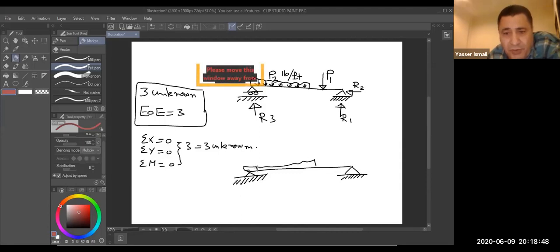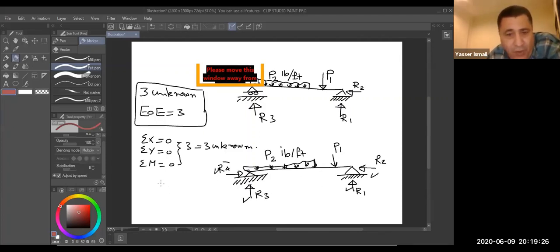This is uniform load. This is B2, pound per feet. And we have here B1. How many reactions do I have here? At the R1, R2, and they have R3 and R4. How many unknowns then? 1, 2, 3, 4. You have 4 unknowns.